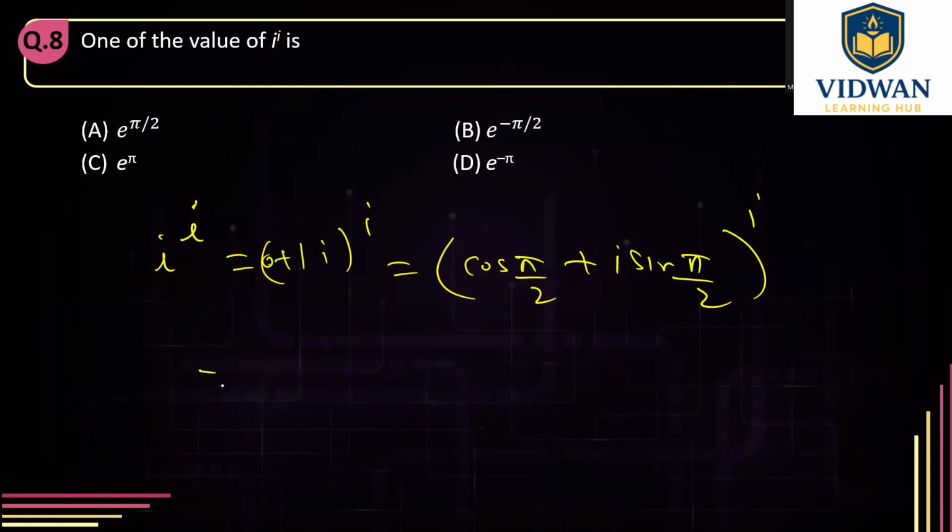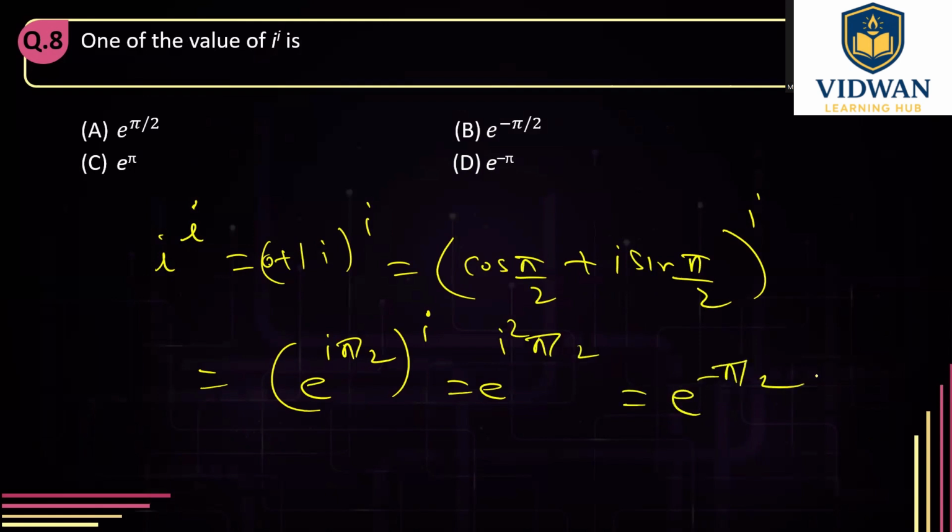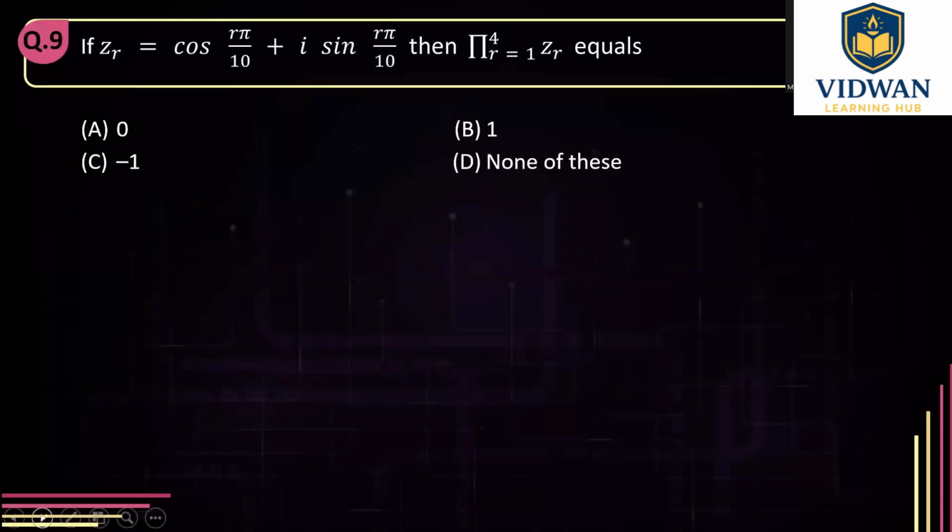Then we know that cos theta plus i sin theta can be written as e power i theta. So write (e power i pi by 2) whole power i. On simplifying, this is e power i square pi by 2. Now writing i square as -1, it would reduce to e power minus pi by 2. So therefore, option B is the right answer for this. Even this is quite simple. Let's move on to the next question.